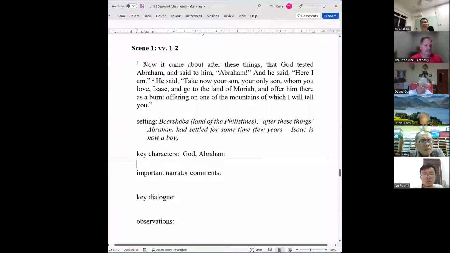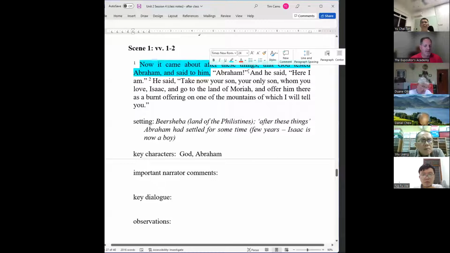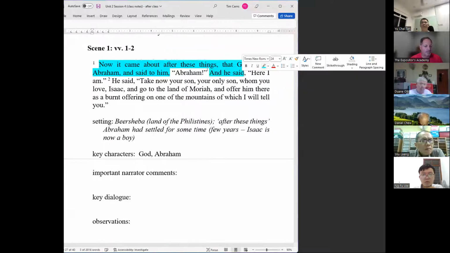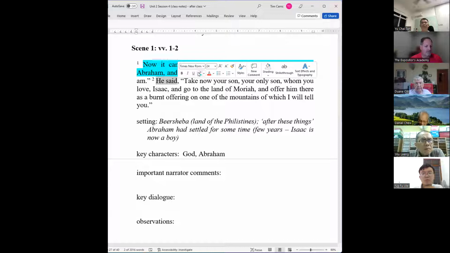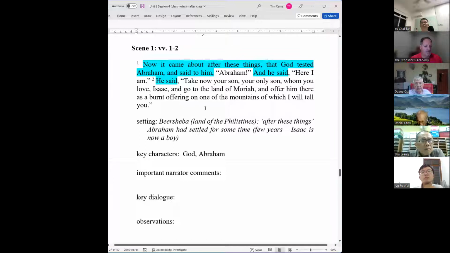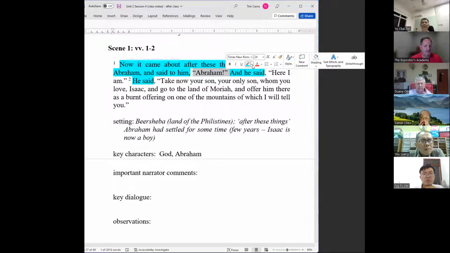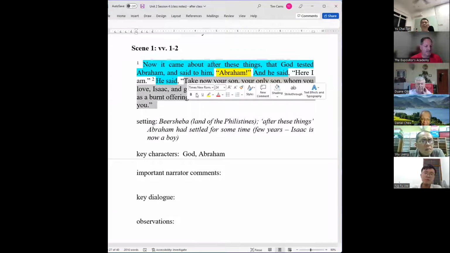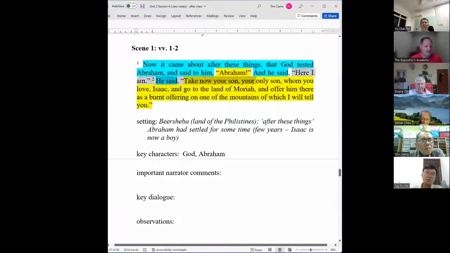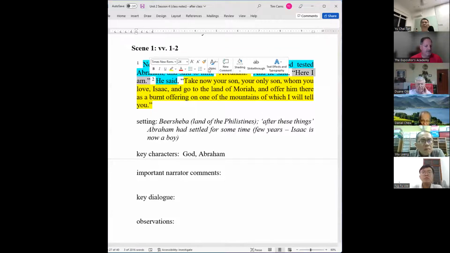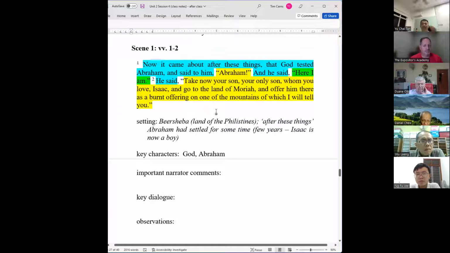So what I like to do here is just break it out. I'll highlight the narrator in blue. Then the rest of this, I'll highlight the dialogue in yellow for what God said, and I'll put Abraham's comments in green. So the blue is the narrator comments.